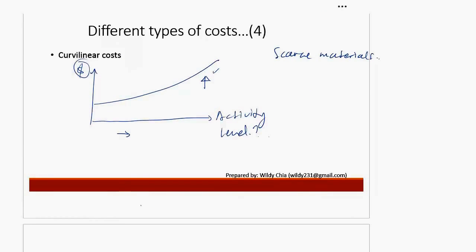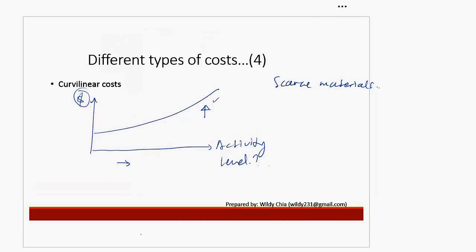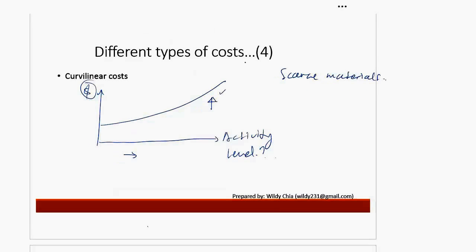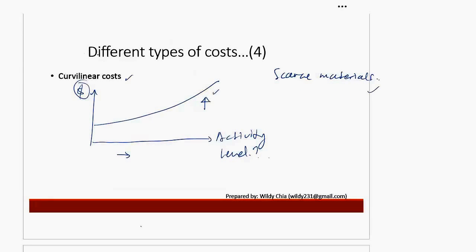Okay, one more is the curvilinear cost. Curvilinear cost is quite applicable for certain items like scarce materials. Basically, what it means is that there is a curved relationship between cost and activity level, especially for scarce materials. Why? Because the more you purchase, the higher the purchase price because of shortages.